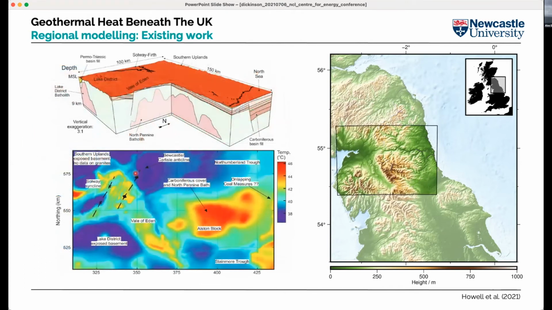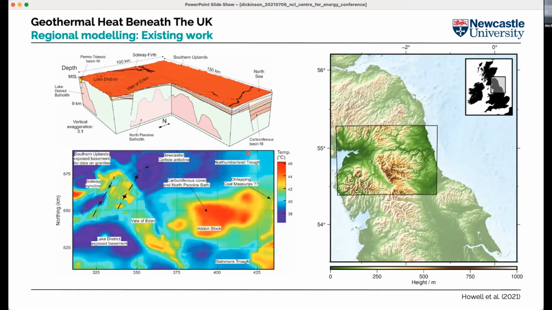So here's an example from earlier this year, which fortuitously is looking at the northern region of England here in an area called the Northumberland Solway Trough. Here's a cutaway through the geological model at the top. This red splodge here is a body of granite at depth that I mentioned before. The green is what's known as background basement rock. So basically we don't have much information on what it is. And then these layers over here are different sedimentary layers with different properties.